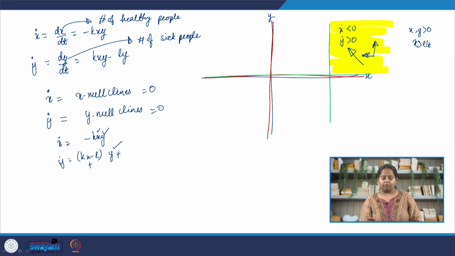Now let's look at what happens in, and I'm going to use a different color. It's a very light color. Do not worry if you can't see the color. I just want to indicate which part of this phase portrait we are looking at.